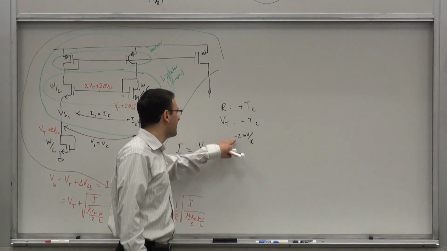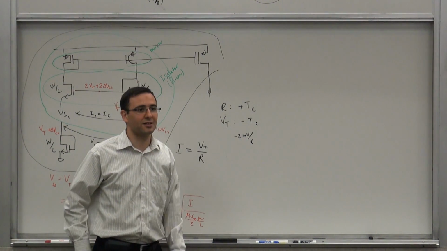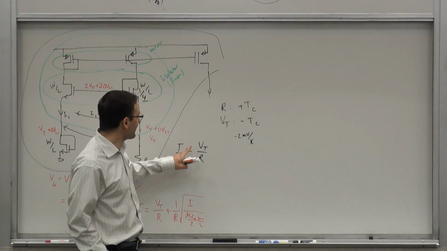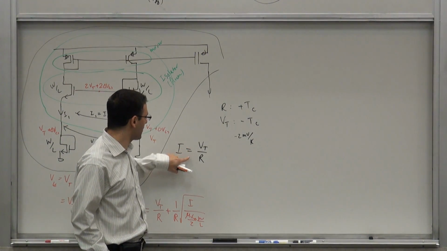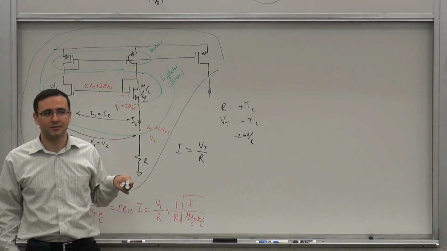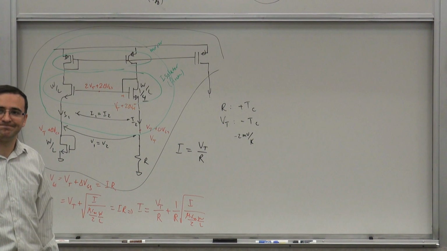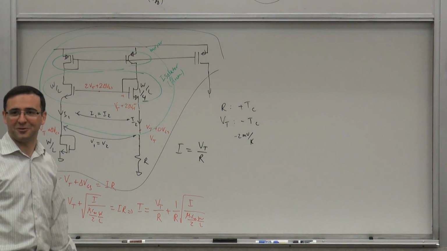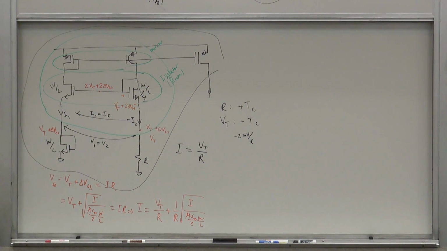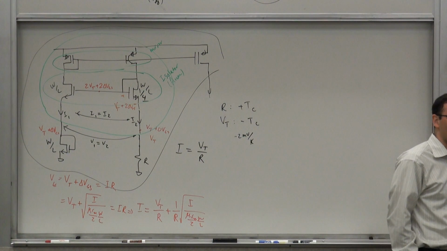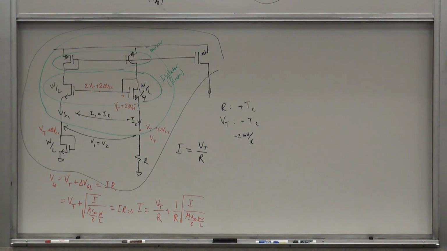So is this a good thing or a bad thing that one has a negative temperature coefficient and the other has a positive temperature coefficient? It's a bad thing because it's a ratio, right? As the temperature increases, this becomes smaller, this becomes larger, so this I is quite temperature dependent. But it could be a good thing too, it depends on what you're trying to do. But if I'm trying to make something that's stable with temperature, this is not that.